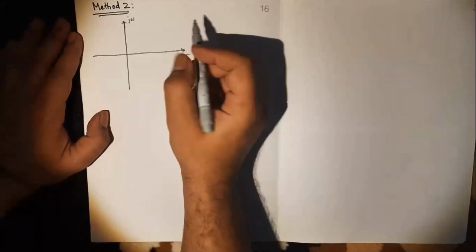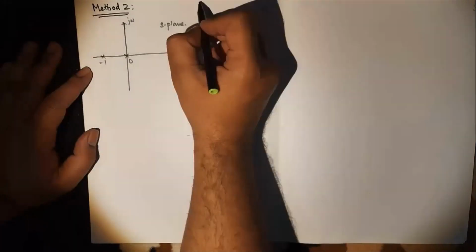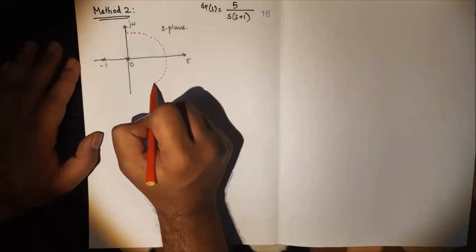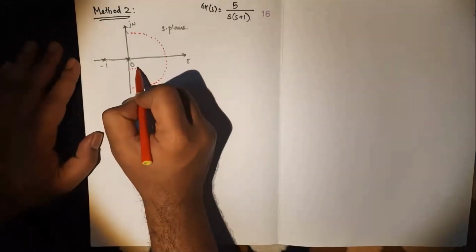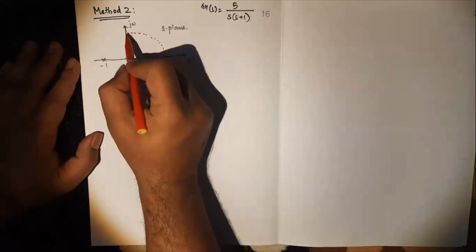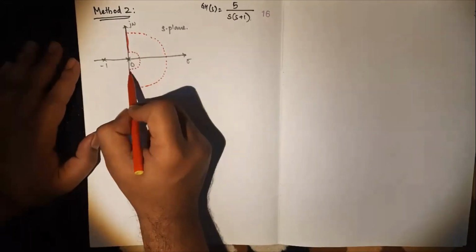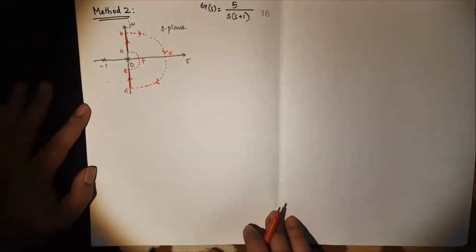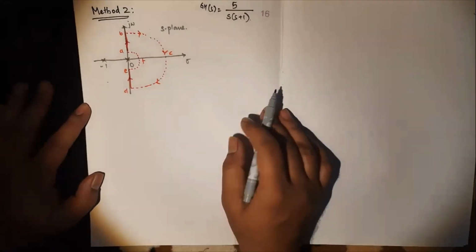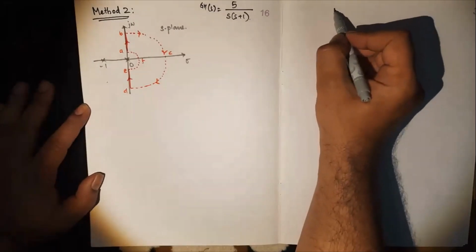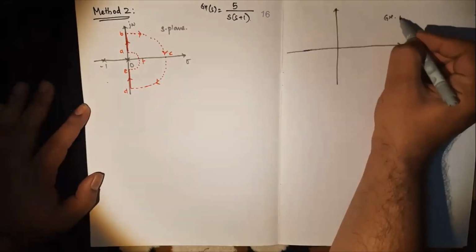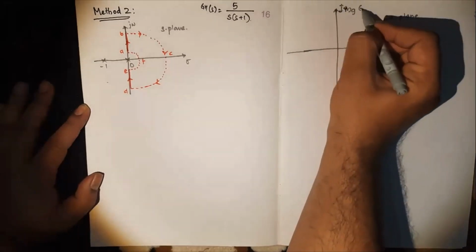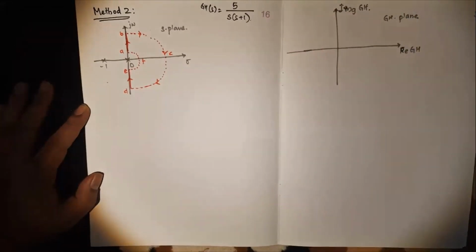First mark the S plane, poles and zeros. Then represent the entire right half of the S plane by choosing EFA in such a way that we are excluding the pole at origin from the right half. So this is BCD, then EFA. Altogether ABCDEFA represents our entire right half of the S plane. Then draw the GH plane, with real GH and imaginary GH.